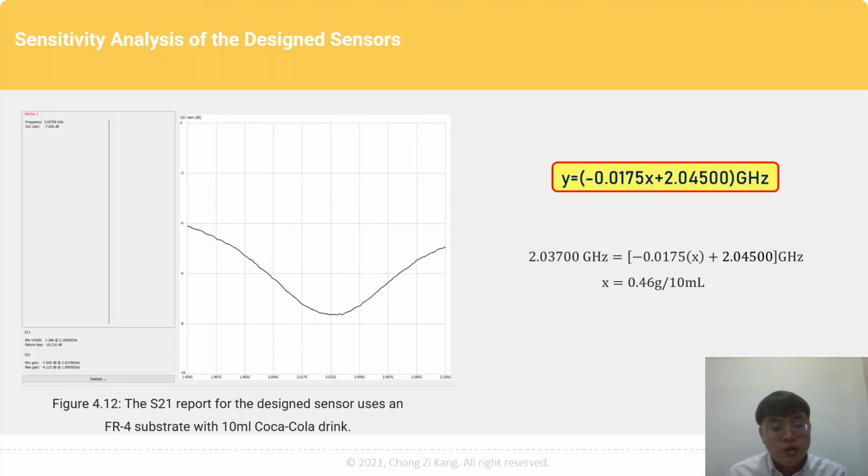With the resulting resonant frequency, the unknown concentration of glucose in the tested sample can be predicted using the inverse linear regression model as shown in the equation above. Based on the calculated result, the concentration of glucose in the tested sample for the design sensor using the FR4 substrate is 0.46 gram per 10 milliliter.